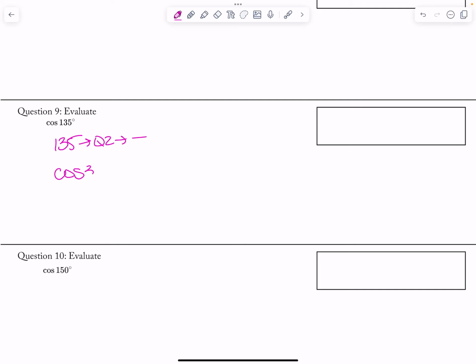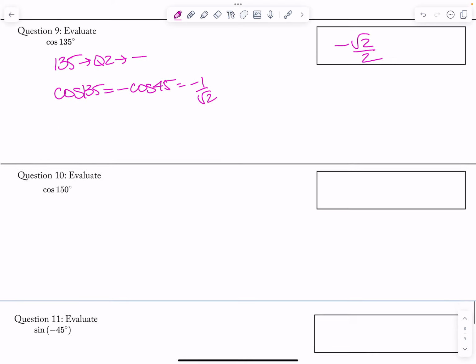So cosine of 135 degrees is the same thing as, if I take 180 minus 135, I get 45. So this is negative, not sine, just kidding. Cosine of 45 degrees, which is negative 1 over root 2, which is root 2 over 2, but negative.